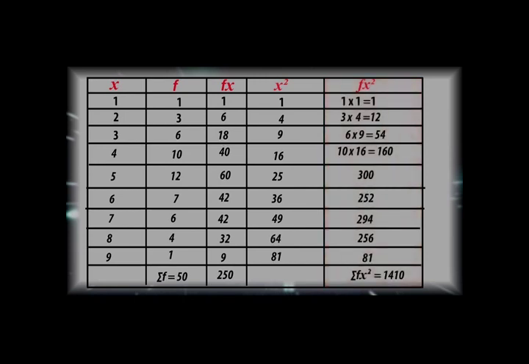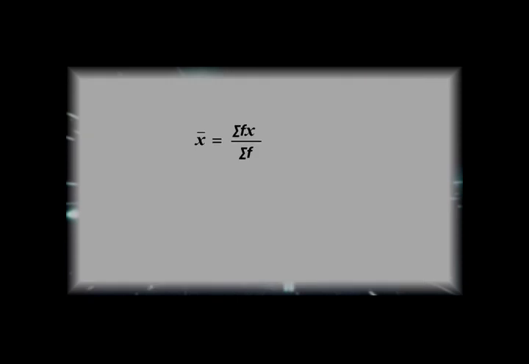Now we have found the sum of all the frequencies, that is 50. The sum of the frequencies times the values gives us 250. The sum of the frequencies times the value squares is 1,410. Now, depending on the formula you want to use, you can first find the mean. Then you go on and use the mean to find the standard deviation. Now, our mean here is sigma fx divided by sigma f. And that gives us 250 over 50, which is equal to 5.